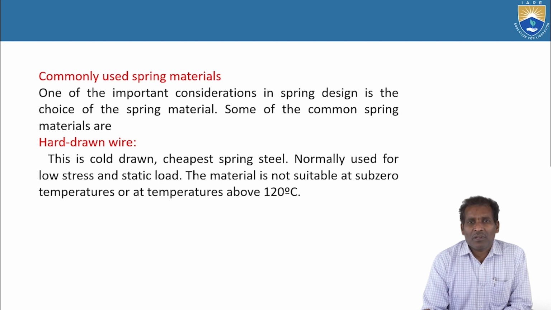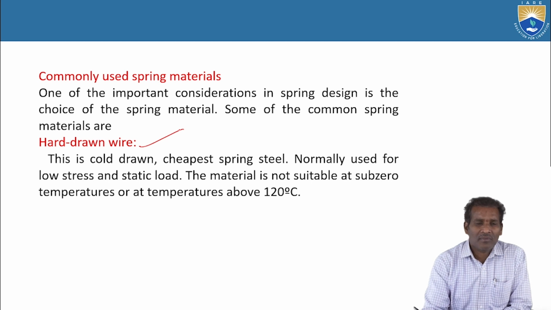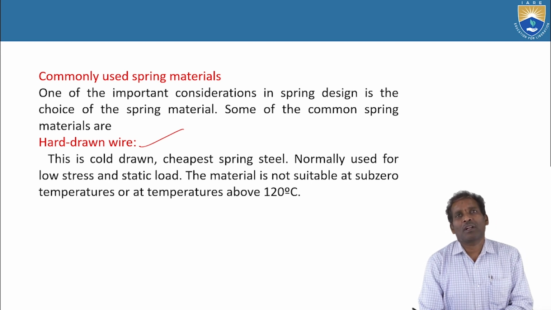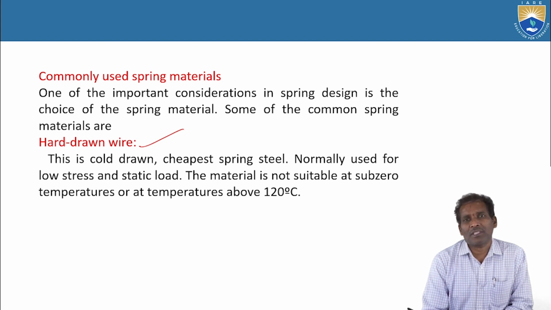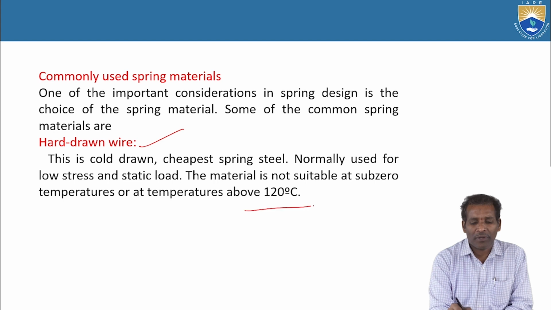So examples of the various materials are here. Hard drawn wire is the cold drawn, very cheapest spring material, spring steel. It is normally used for low stress and static load. These types of springs are manufactured using the cold drawn process. The material is not suitable at sub-zero temperatures or at temperatures above 120 degrees centigrade.